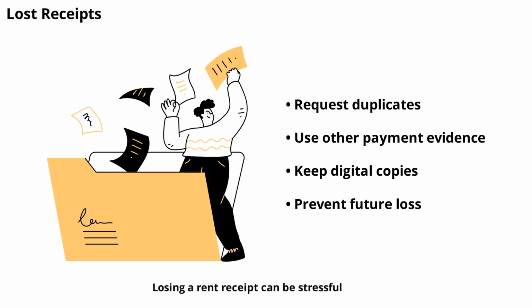Losing a rent receipt can be stressful, but there are steps you can take. First, ask the landlord if they can provide a duplicate. Many landlords keep copies for their records. If that's not possible, gather any other evidence of payment, such as bank statements, canceled checks, or electronic payment confirmations. Keeping digital copies of receipts can help prevent this issue in the future.